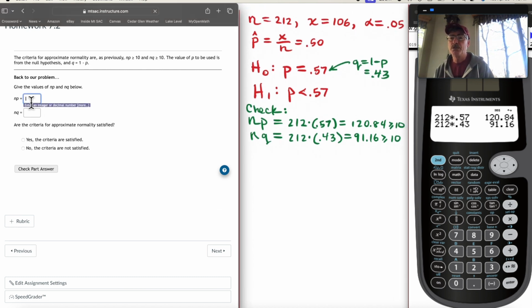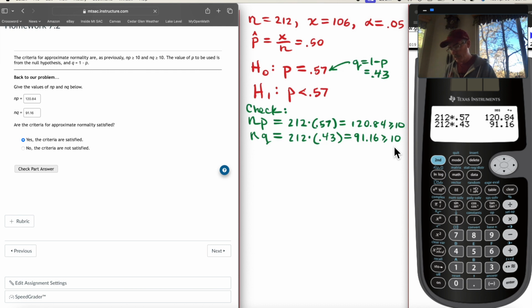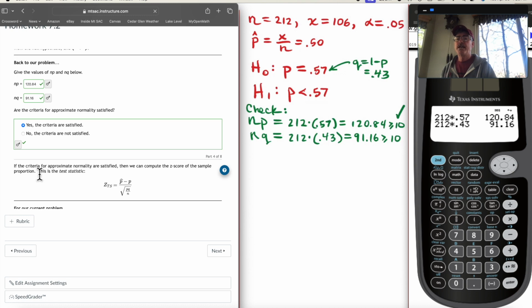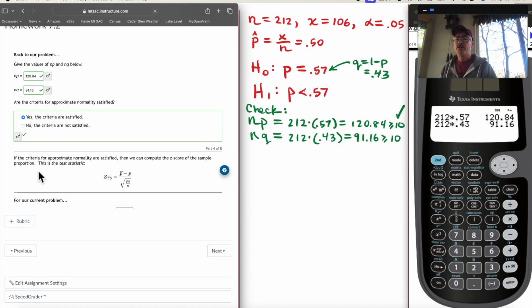So this NP, 120.84, that looks good. NQ, 91.16, and yes, these are both greater than or equal to 10. So I guess I usually put little check marks down here for both of those. I'll go ahead and say yes here and check the answer. So just double back, everything looks great.